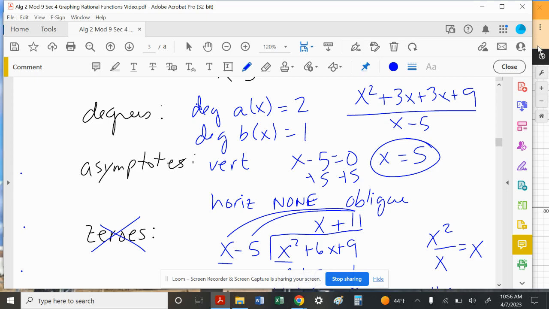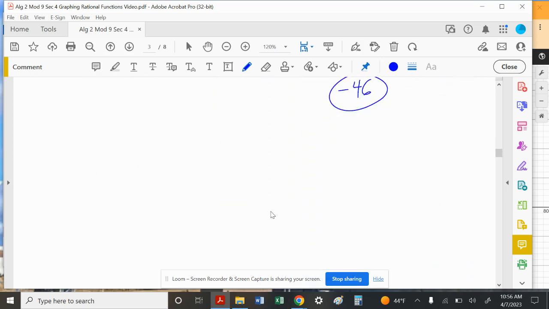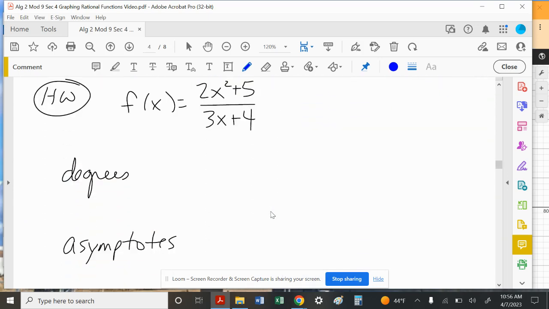And actually, I'll just stop the video again. So in this one now, same kind of thing. So notice the degrees of a of x. For a of x, the degree is 2 from this 2 right up here. And for b of x, it is 1. And that's from this one right here.